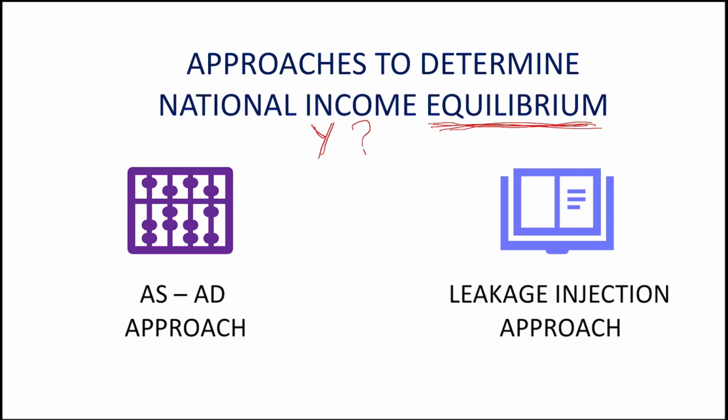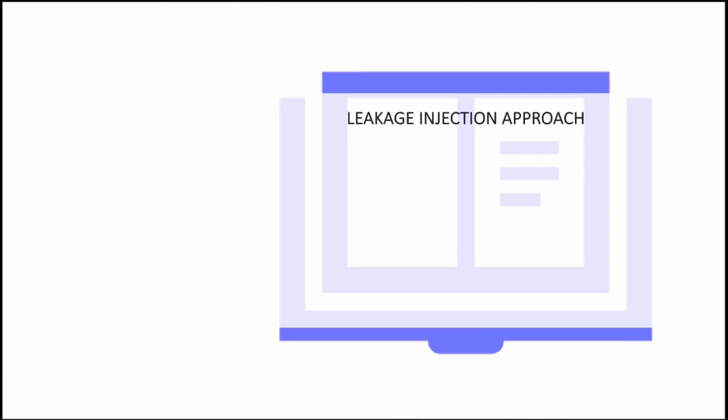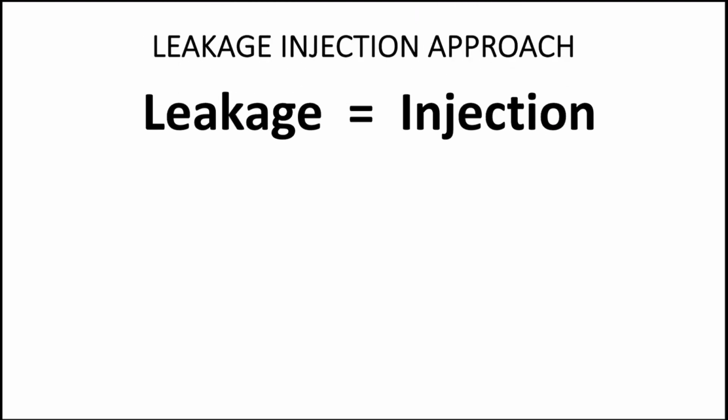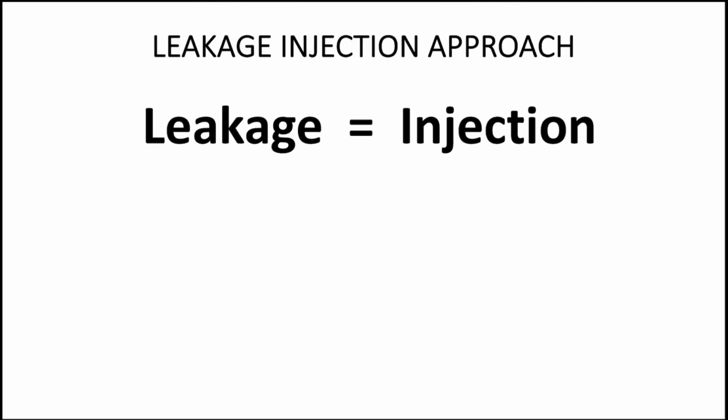Next, we go to the leakage injection approach. Leakage means ketirisan, kebocoran, meaning the money that is out of the economic activities. And injection, we inject the additional income into the economic activities. Okay, let's look at what it means by the leakage injection approach. So for this approach, we have to find leakage equals to injection, or injection equals to leakage.